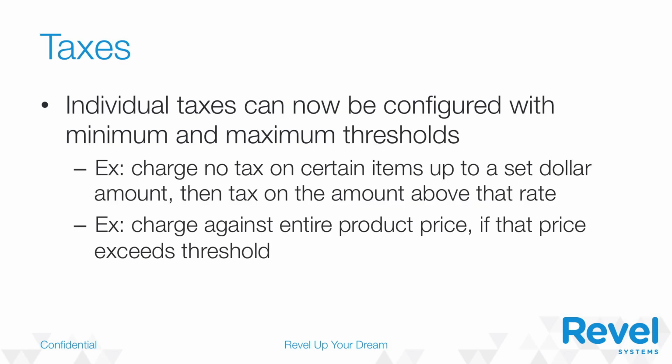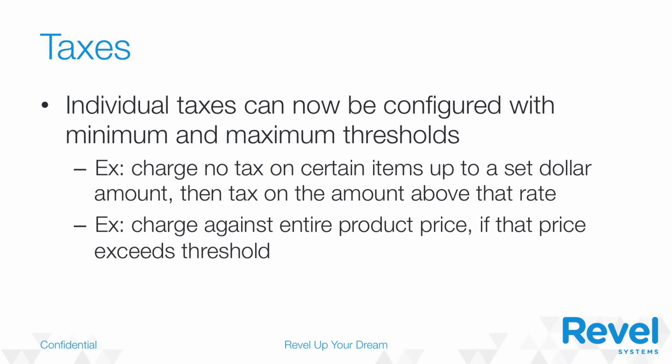We now have tax thresholds. So this is a really good thing for our clients in locales that require a specific tax threshold. So a couple of examples just to give this some context here. In certain locales, there's no tax on certain items up to a set dollar amount, then tax on the amount above that rate. Or for another locale, for example, a charge against an entire product price if that price exceeds that threshold, kind of like a luxury tax.